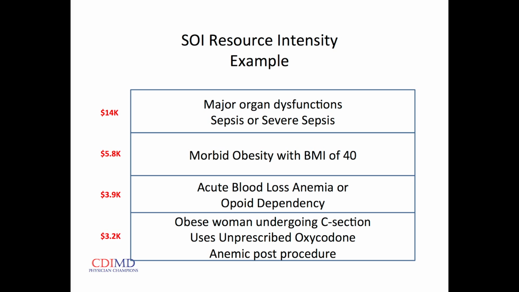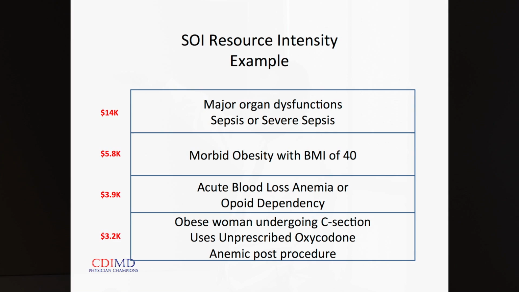These are some things, for example, an obese woman undergoing C-section uses unprescribed oxycodone and has anemia post-procedure. A little bit more complex care involves somebody with acute blood loss anemia or an opioid dependency. If a woman has a body mass index of 40 or greater, they're morbidly obese. That complicates things. If there happen to be major organ dysfunctions, sepsis or severe sepsis, you can see that at these increasing levels of severity of illness and complexity, the bundle goes up too.